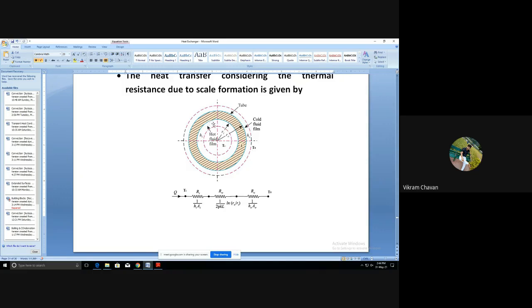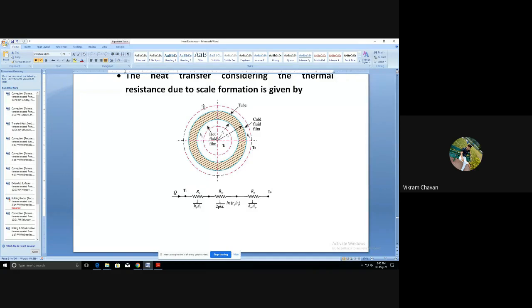In this case the scaling will form on the inner surface, whatever inner surface area is available for the heat transfer. The ash, the minerals of water, soot, and dirt particles will all be deposited on these surfaces. So that will be an inner resistance, a layer will be formed, and the resistance we will face will be considered as a scaling resistance, the inner surface scaling resistance.